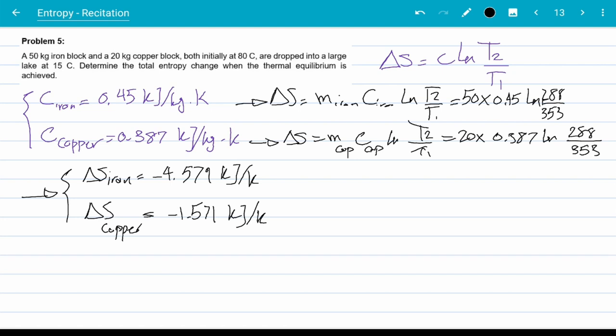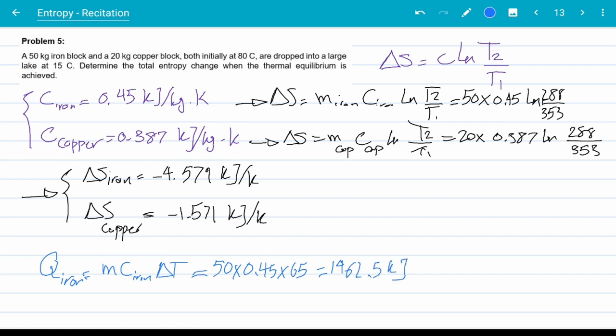The lake in this problem is the surroundings. Now the change of entropy for the surroundings, we know, is the heat transfer between the system and the surroundings divided by the temperature of the surroundings. So I need to find the total heat transfer between iron and copper and the lake. Let's start with the Q between the iron and water. I'm going to show it with Q of iron. It is mass of the iron, C of the iron, delta T of the iron. The amount of heat that the iron releases is equal to its mass times the specific heat times its temperature change. 50 kilograms times 0.45 times delta T, we are going from 80 to 15. That is a 65 degree change. We are looking at 1462.5 kilojoules of energy.